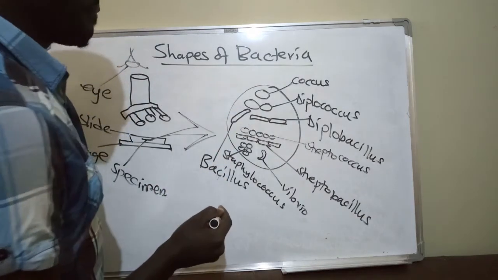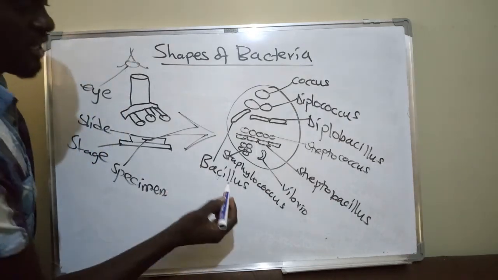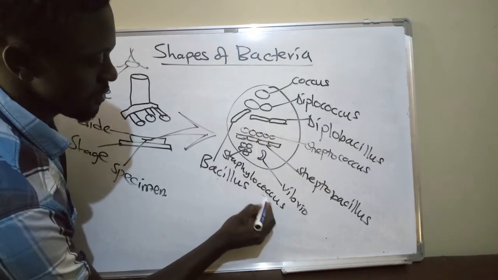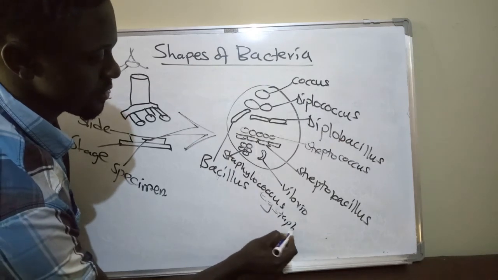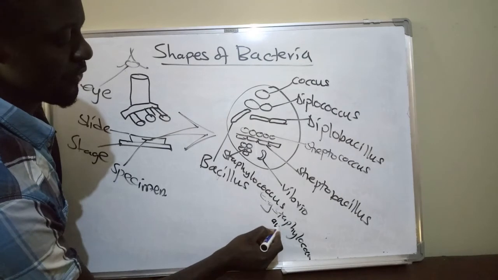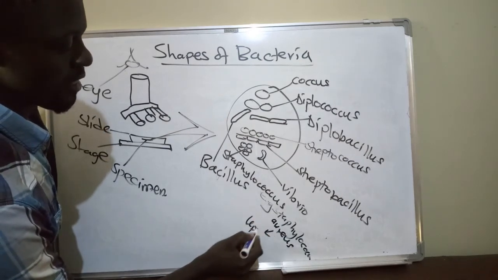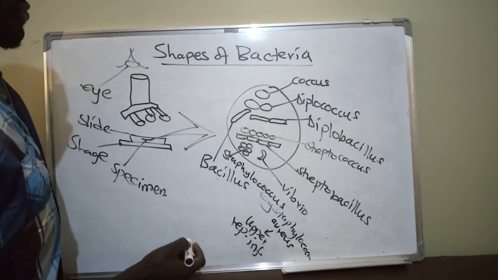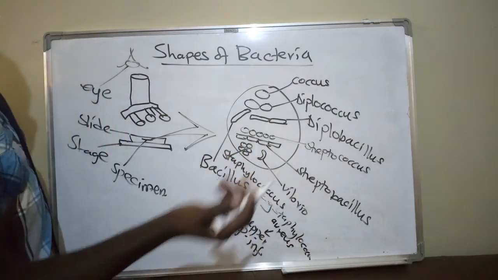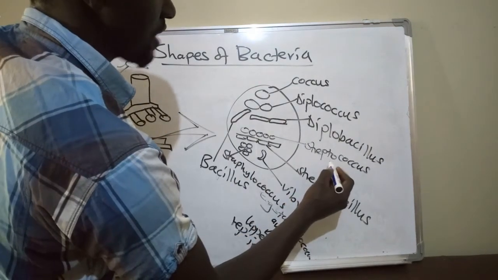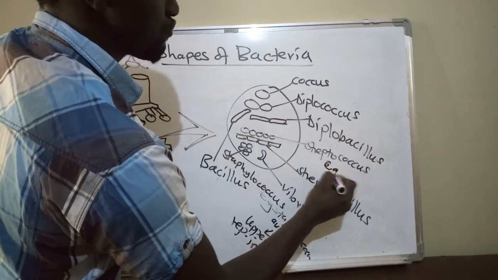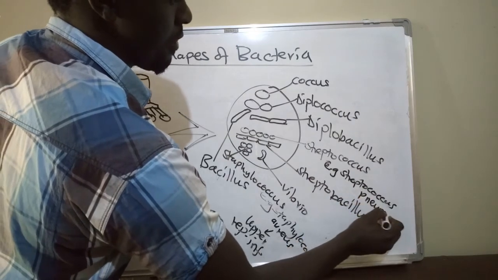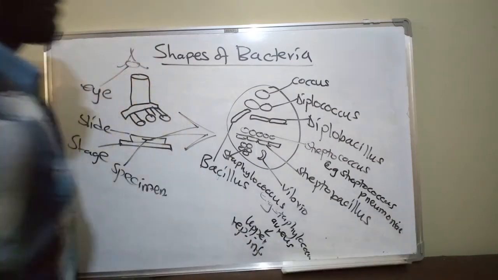The example of the coccus bacteria is Staphylococcus aureus, which causes upper respiratory infections. So that is its shape, Staphylococcus. We do have the Streptococcus shape. An example of Streptococcus shape is Streptococcus pneumoniae, which causes pneumonia.